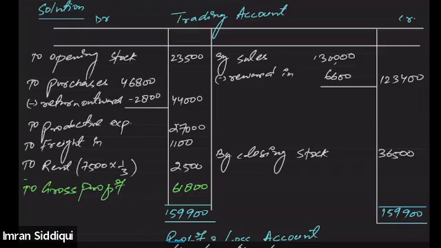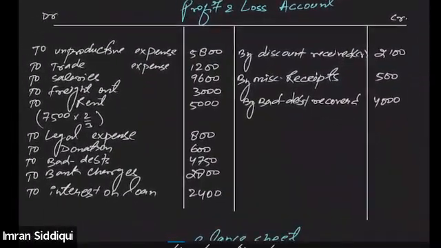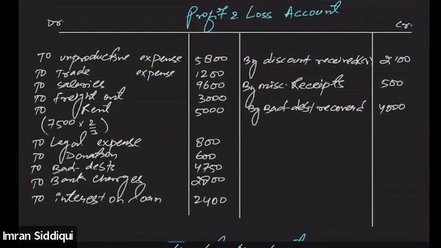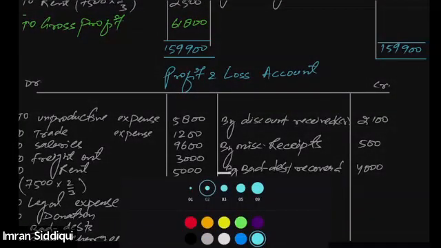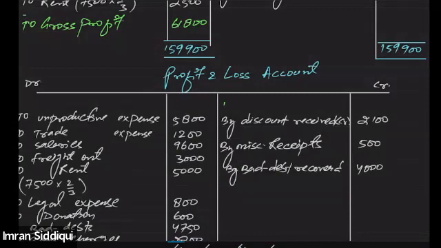And now we'll move to the P&L. In the P&L, we have these items, starting with unproductive expenses. Then we have trade related expense. Then salaries, freight out. After that, we have rent, legal expenses, donation, bad debt, bank charges. All right, and interest on loan. On the credit side, we have discount and then miscellaneous receipts and bad debt recovered. And whatever the gross profit that we have generated under the trading account, we need to forward that in the profit and loss account as well. And we'll write down by gross profit as per trading account is 61,800.